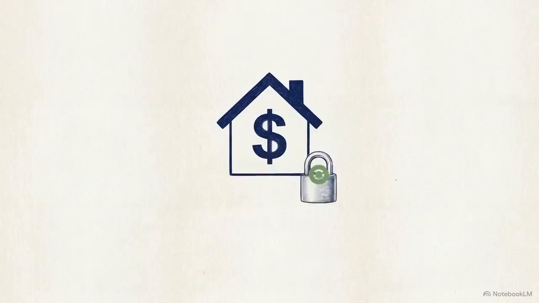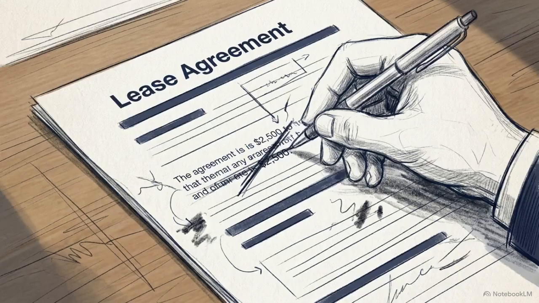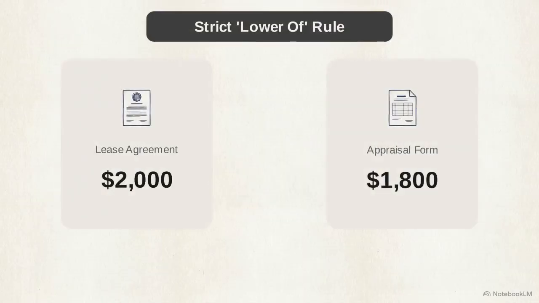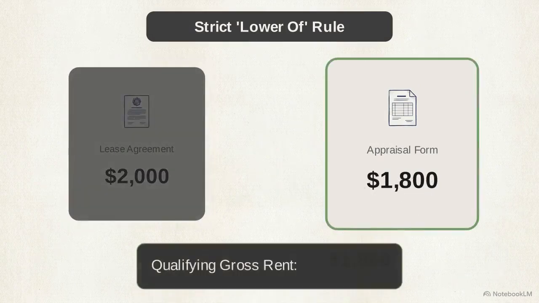Step 1 is locking in your gross rents. But keep in mind, this is not always the number written on your signed lease agreement. To verify rent, underwriters review two official documents completed by the appraiser: Form 1007 for rent surveys, or Form 216 for operating income. LendSure applies a strict lower of rule. The underwriter will compare your lease agreement against the appraiser's forms, and they will use whichever number is smaller.